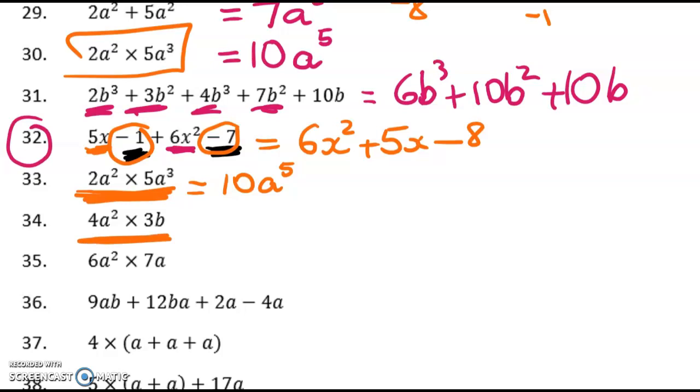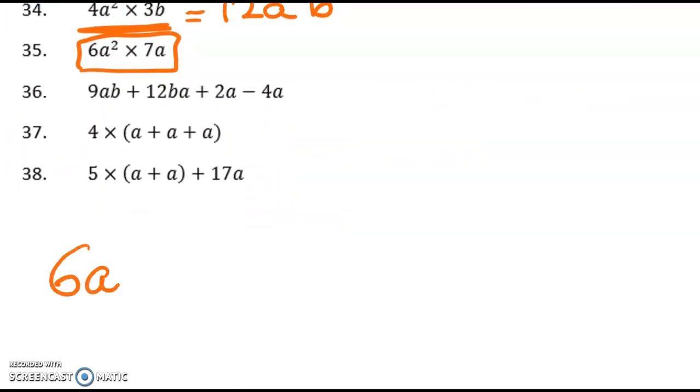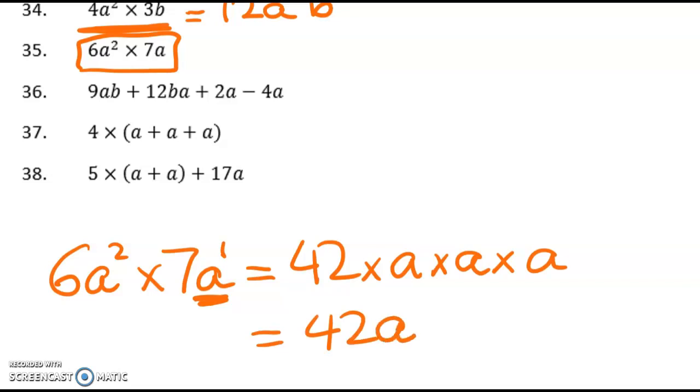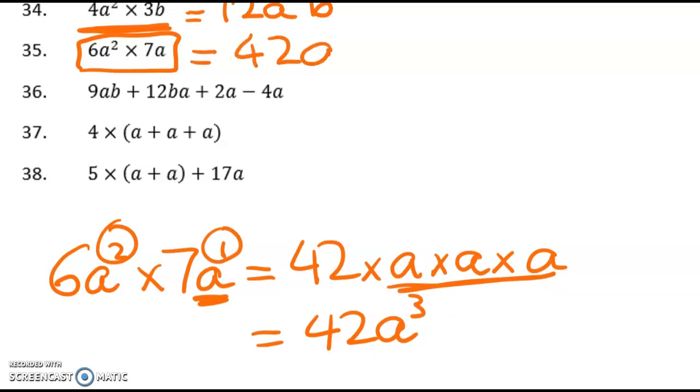And then this one is one where I can combine the numbers. So I get 12a squared b. And this one here, I'll do this one down here, a bit bigger. So 6a squared times 7a, we can write out the long way as 42 times a times a times a, right? We can think of this a here as being a to the power of 1. So you can see when we write it out the long way that we can add those two powers because I've got the same base. So my final answer there, 42a cubed.